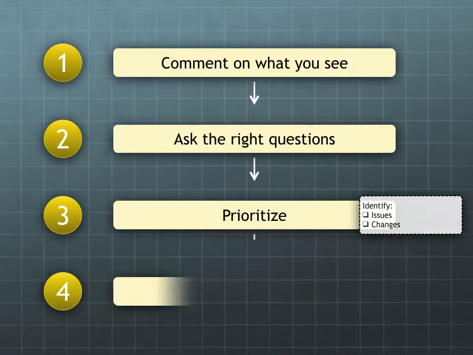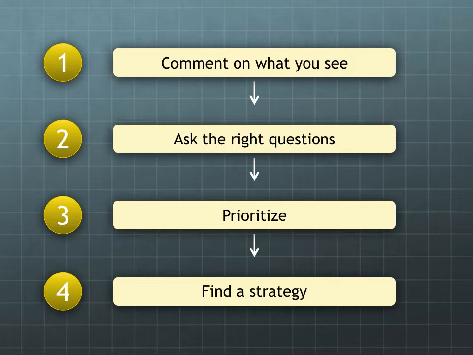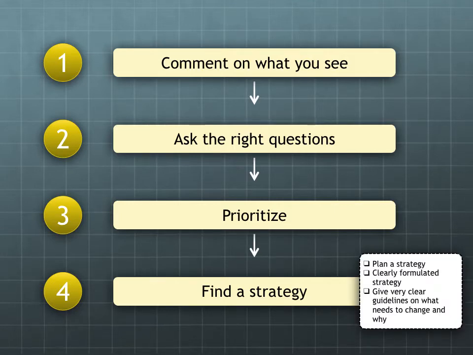And then the fourth step is to find the correct strategy. Decide on the strategy to develop and put it in place. And this should then improve your processes in the school. So you need to plan the strategy. You need to make sure that the strategy is clearly formulated so that everyone understands it and understands, more importantly, what should be done. And then give very clear guidelines on what needs to change and why.